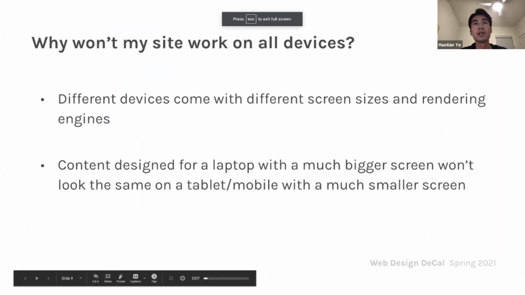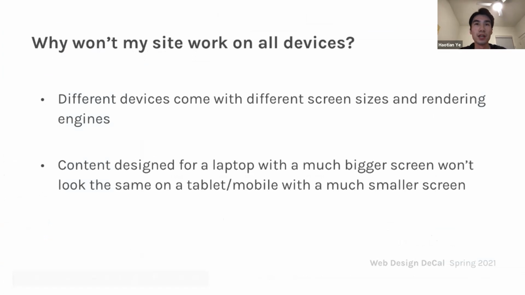So why doesn't the stuff you're doing right now work on all devices? This is simply because every device has a different screen size, of course, and different rendering engines depending on what browsers and apps you're using. If you can imagine, content designed for a laptop is much bigger than content for a mobile or tablet view, because a phone is small, but it's also vertical, right? But our laptop is wide and bigger. So structure is very different from mobile to web view.